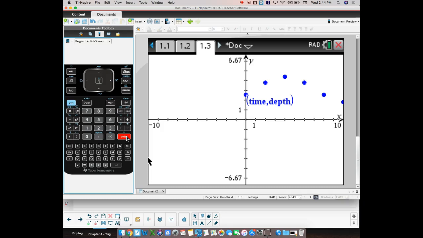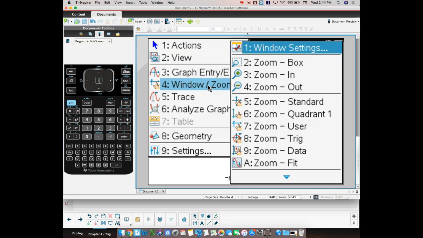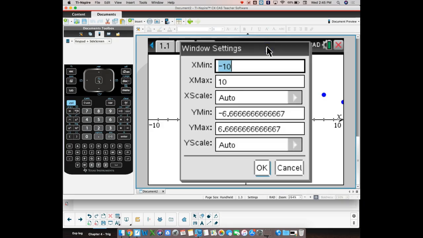Now, a couple of things. One, do I need negative X values? What is negative X values in this particular scenario? Negative time, X values would be negative time, which would be yesterday, right? So I don't need those. Do I need negative Y values? What does that mean? Negative depth, right? So the water underneath the soil. So I don't need any of those. So let's go into Window and Zoom. Let's adjust our window settings.